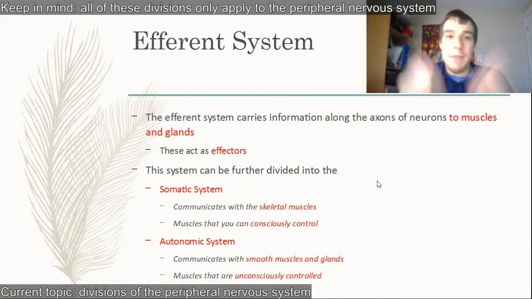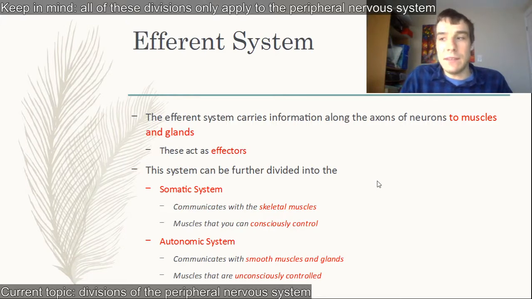There is a further subdivision in the efferent system, in the signals going out to the body, and the division is based on whether we're consciously aware of it or unconscious, or we're not aware of it at all. So somatic is the conscious control, and autonomic is the unconscious control, because it's automatic. Soma comes from the word for body, so somatic means body, things that can move the body, skeletal muscles mostly. That's stuff you can consciously control.